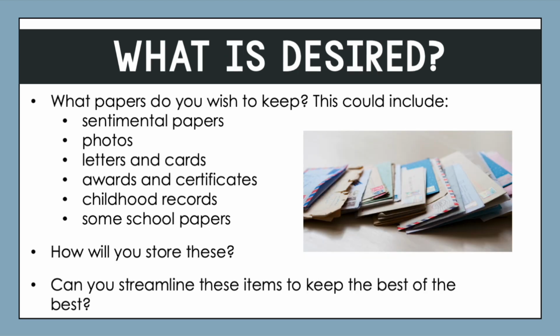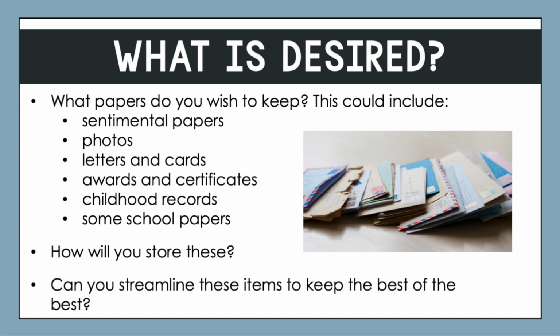Moving into the what's desired category, this is where we want to think about papers that, technically speaking, we don't need to keep. There's not a legal or government-related purpose. It's more so because we personally want to. So some examples of these could include sentimental papers, photos, letters and cards, awards and certificates, maybe childhood records or some school papers, and anything else that is something that matters to you that would be classified as paper clutter. With these, it's very important that we reflect about how to store them.